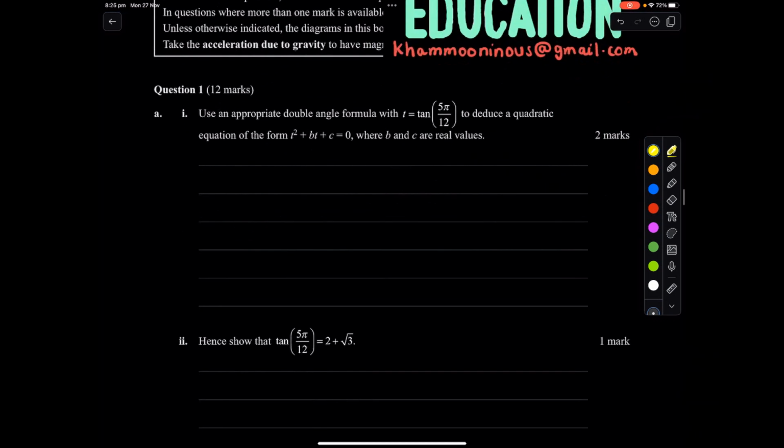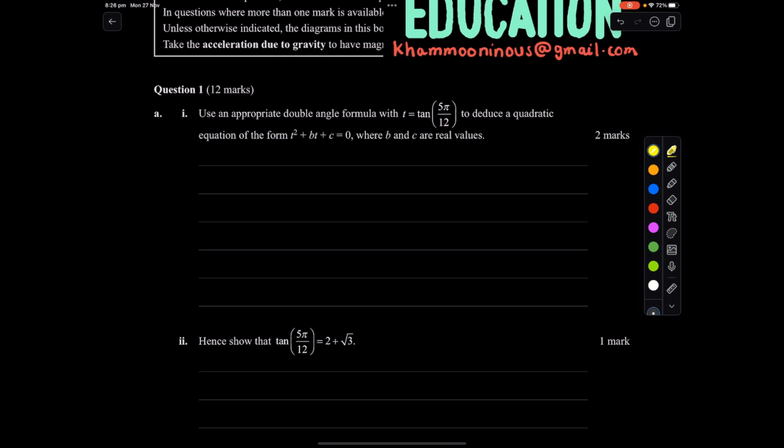Let's go. Question 1. Use an appropriate double angle formula with t equals tan(π/12), to deduce a quadratic equation of the form t squared plus bt plus c equals 0, where b and c are real values. Okay, so we need to use a double angle formula.